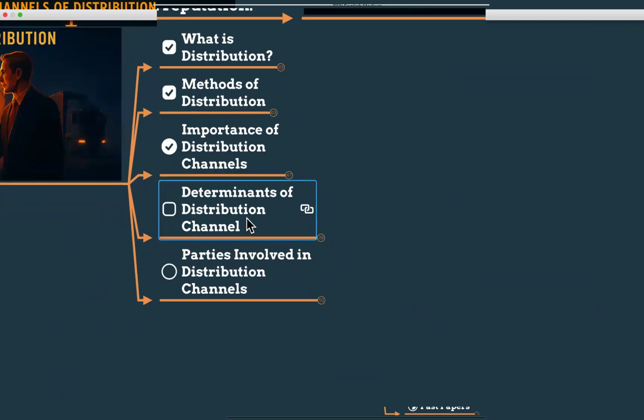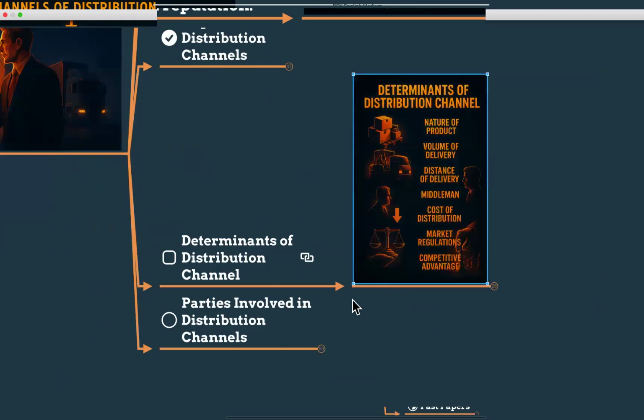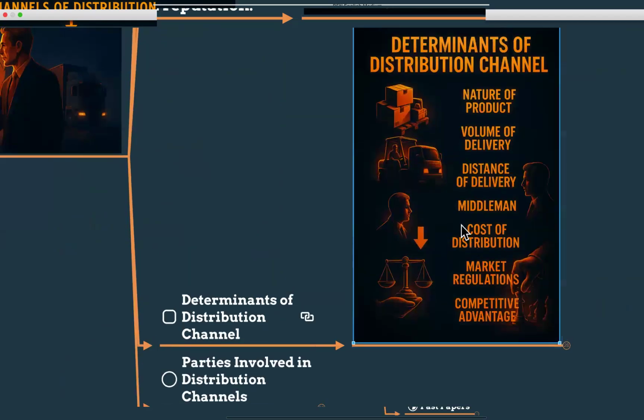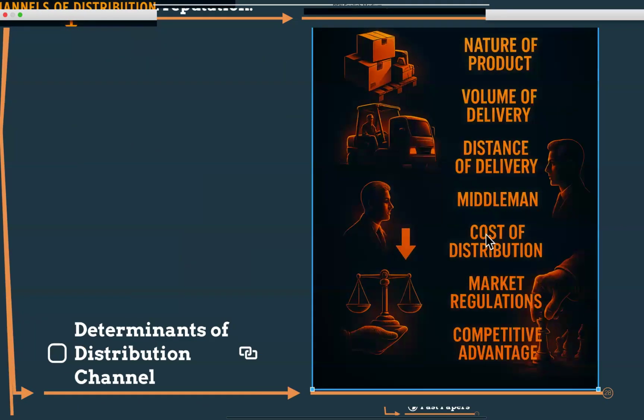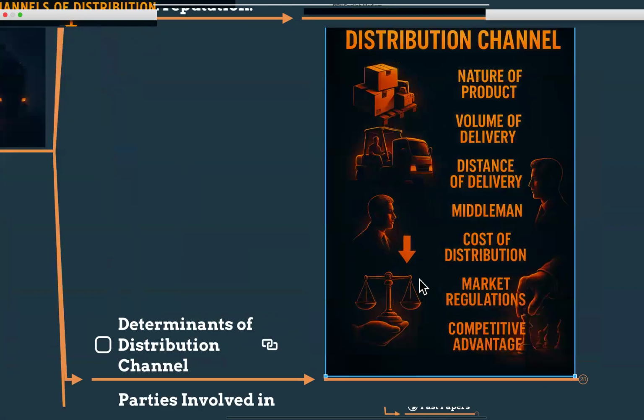And the determinants of distribution channels. What are the determinants? Determinants, in the sense, means the factors that help decide which distribution method to use, whether we have to use a single intermediary or multi-intermediary or sometimes the direct method.